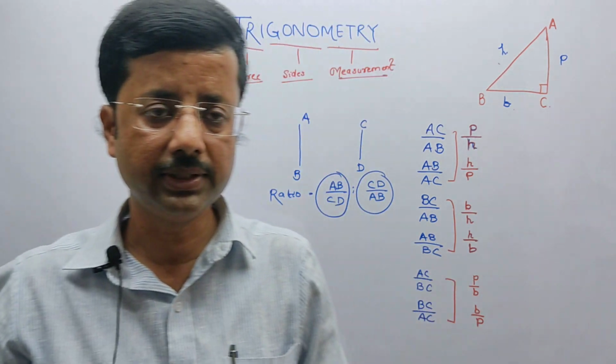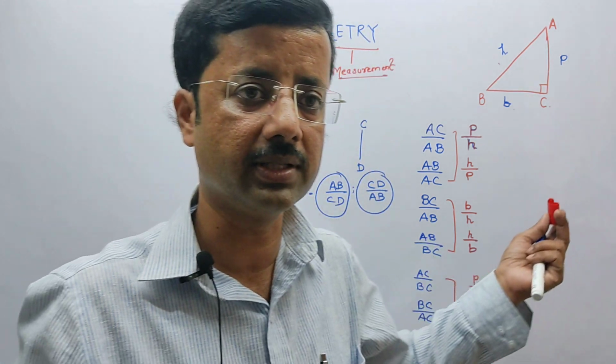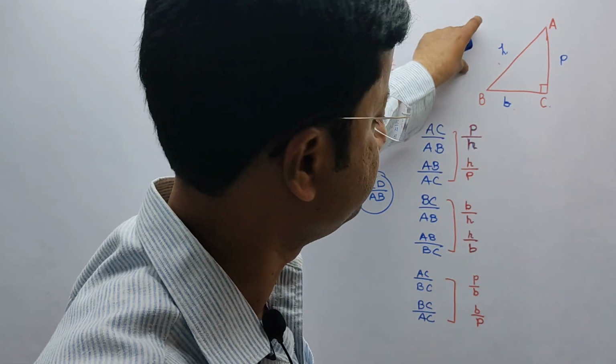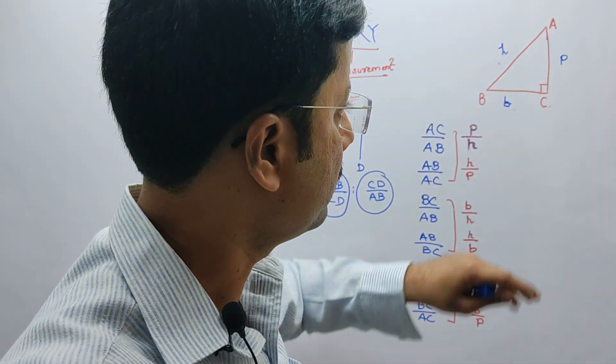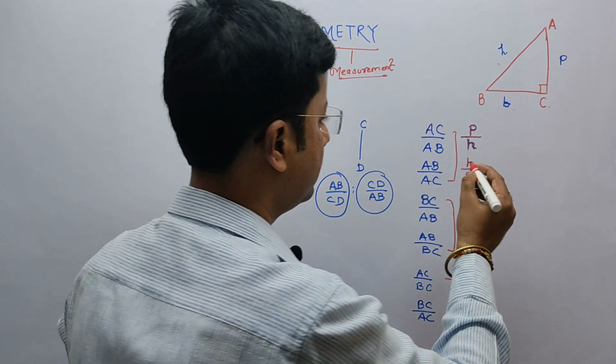Yes, we say the ratios of the different sides. So I have written here the ratios of the different sides of the triangle: perpendicular, hypotenuse and base. Now these ratios are only given names. What name is given?